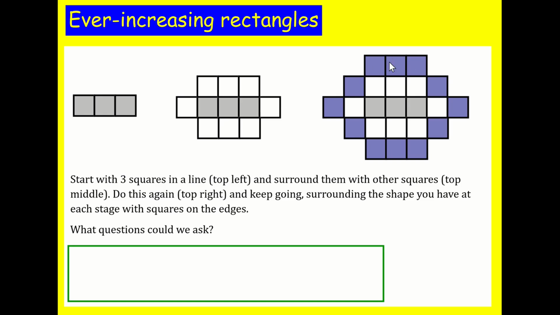So we'll add this sort of blue coloured square on top, and then some around here, and then we just sort of keep going. We keep surrounding the shape. So the fourth one, we'll just be adding one around like this. So what I'd like to do is pause the video and think, what mathematical questions could we ask about this?